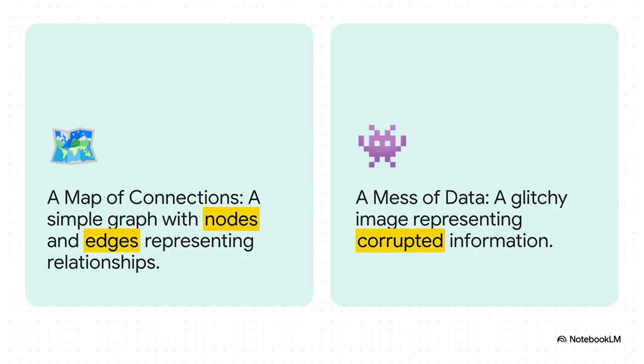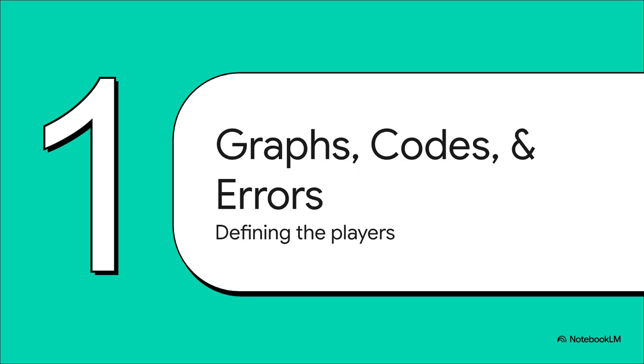On the left, you've got the clean, logical world of graphs, just simple dots and lines that show how things are connected. And on the right, you have the chaotic reality of data errors, where information gets totally scrambled. The bridge between these two, that's where all the magic happens. Okay, so to solve our puzzle, we've got to get on the same page with some of the lingo. We're going to break down the three key players in this story: the problem itself, the error, and the tools we use to solve it: graphs and codes.